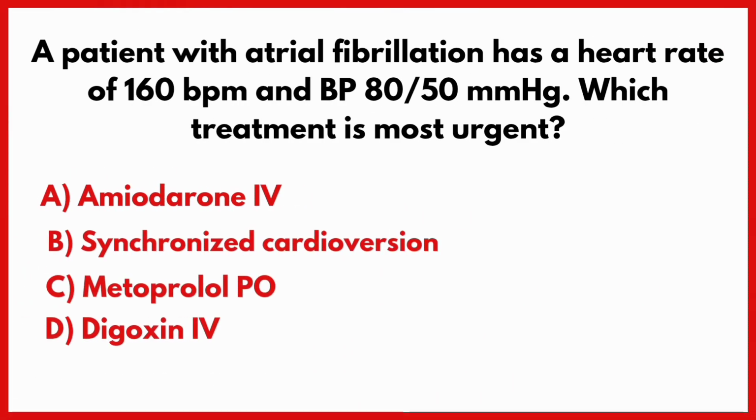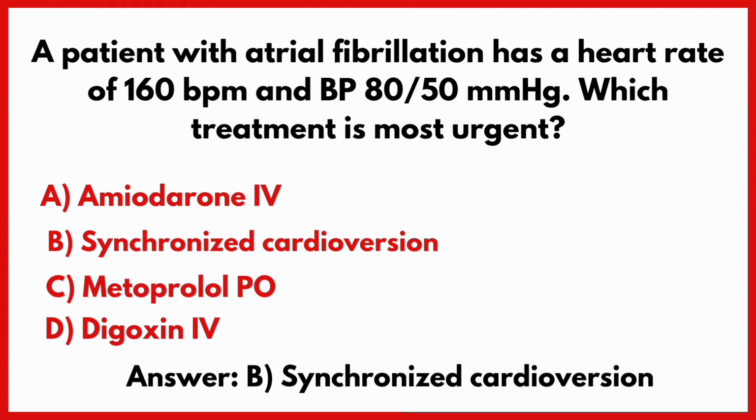A patient with atrial fibrillation has a heart rate of 160 bpm and BP 80 over 50. Which treatment is most urgent? Correct answer is option B.